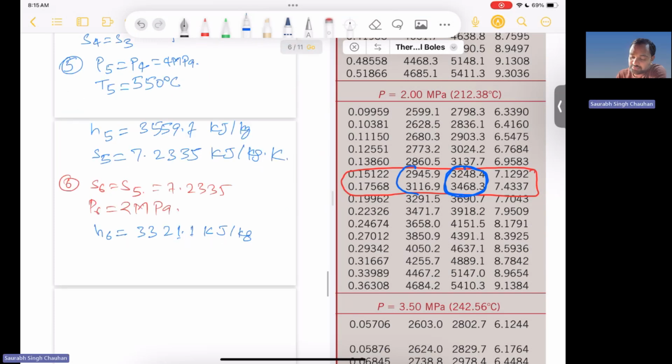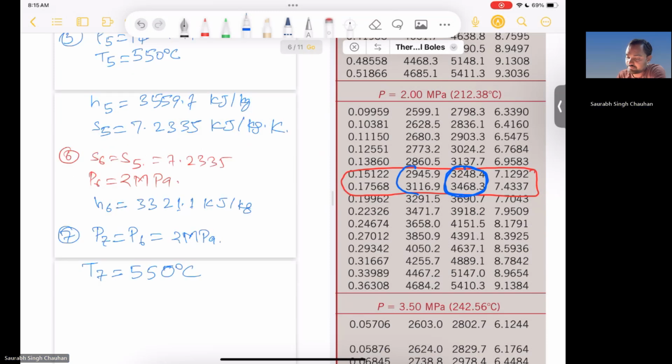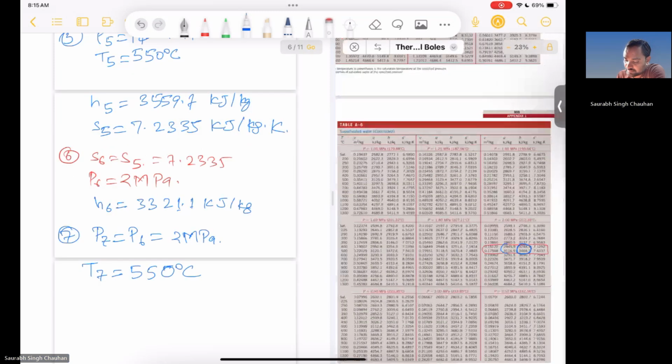Similarly, we can find the values at point 7. So 6 to 7 is constant pressure heat addition. It is again 2 megapascal pressure at point 7, and the temperature at point 7 is again 550 degrees Celsius. It is given in the question. So 550 is here.